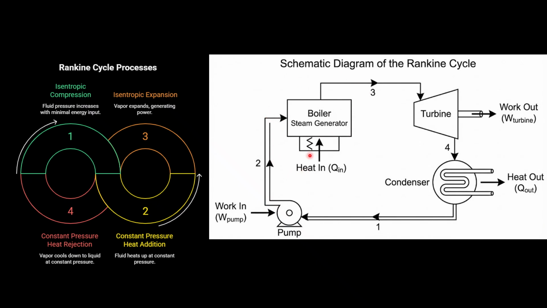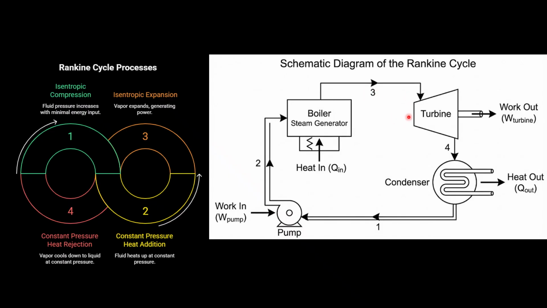Here heat is added at constant pressure, which causes the water to heat up. The water undergoes phase change into steam and eventually becomes superheated steam. This is the major heat addition process of the cycle, and enthalpy increases significantly. The superheated steam produced here is sent to the turbine.